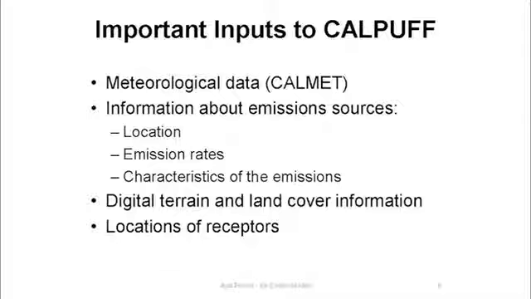The important inputs to CalPUFF, I heard one of the folks that answered the question today say that the models are only as good as the inputs. Well, that is absolutely the case. CalMet provides the meteorological data. There's a considerable amount of information about the emission sources that goes into the modeling setup, including location, elevations, emission rates, and source characteristics like the exhaust velocity coming out of a stack, or the temperature and buoyancy of an emission source. All that goes into the CalPUFF model to instruct the algorithms on how to treat those emissions.